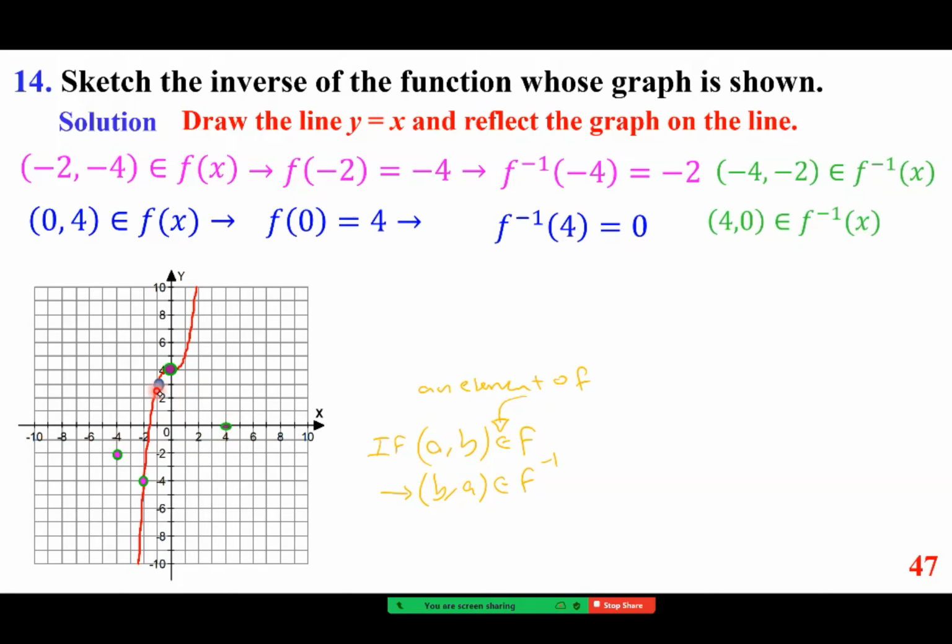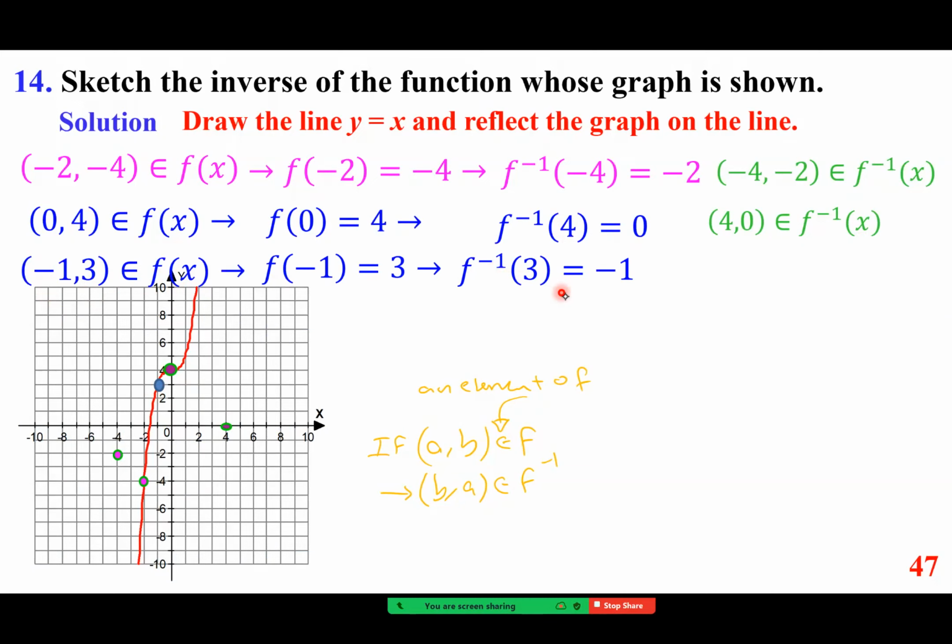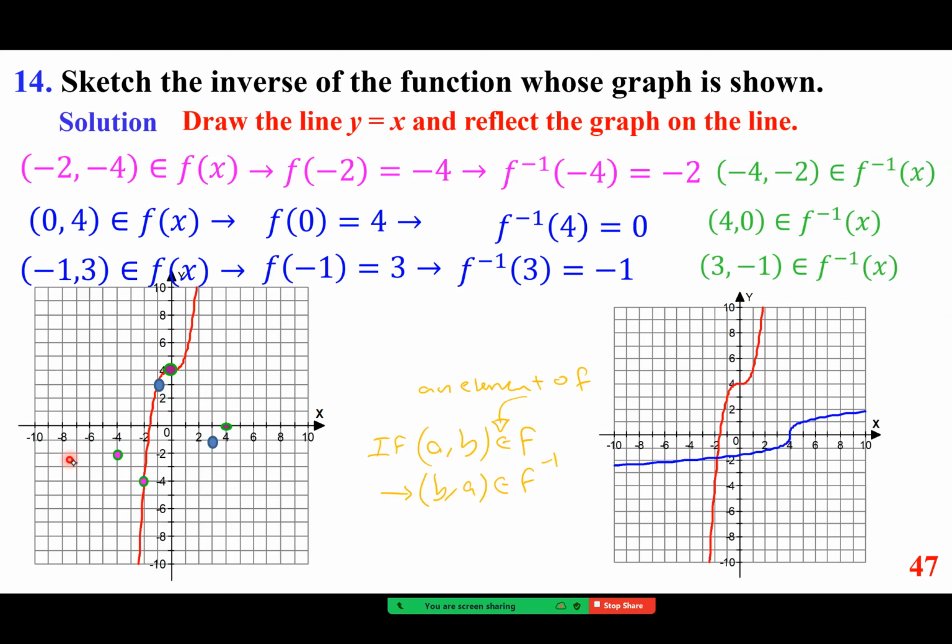Another point. -1, 3 belongs to f of x, then 3, -1 belongs to f inverse. Again, you may need 2 or 3 or 4 points. So that means f of -1 is 3, and that means f inverse of 3 is -1. As I said, this becomes 3, -1 belonging to f inverse. And if you locate that and you put them all together, it looks like this. And this is the line.